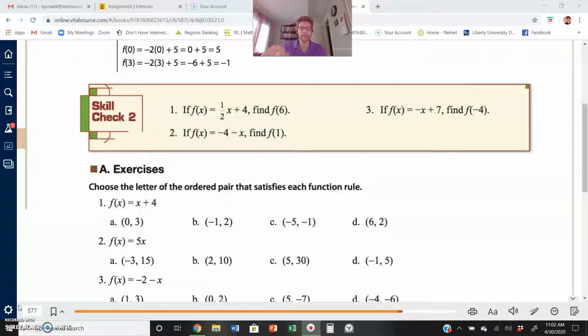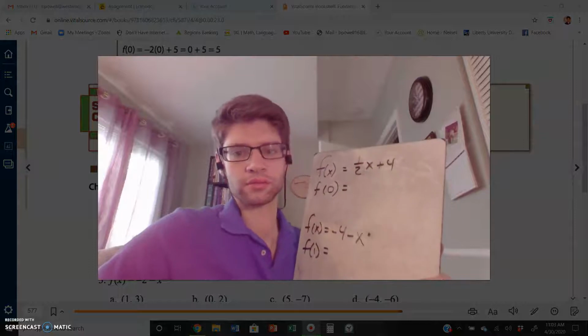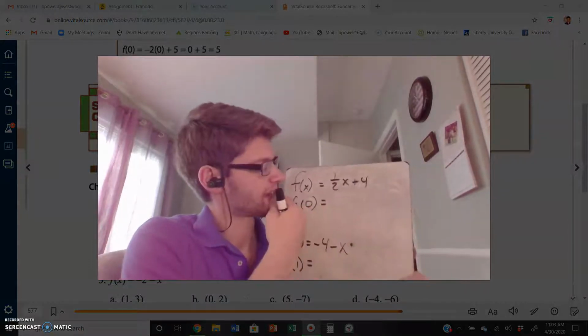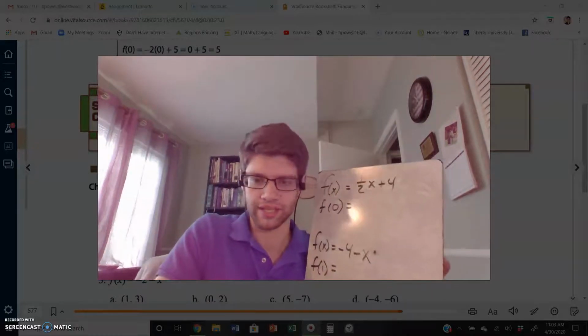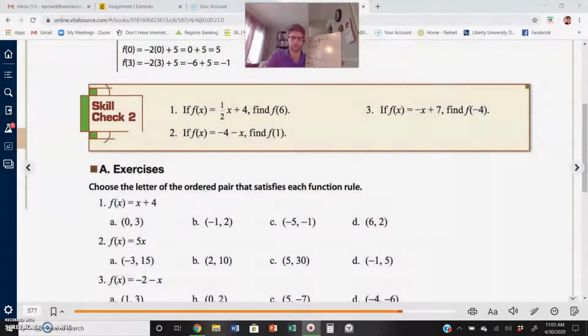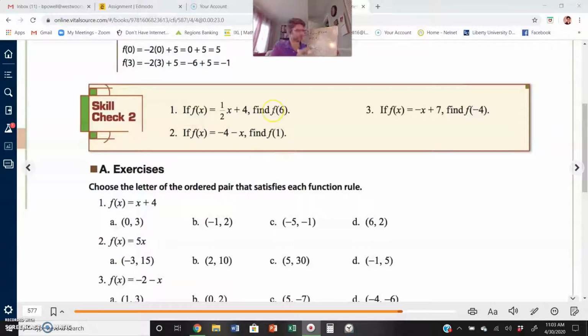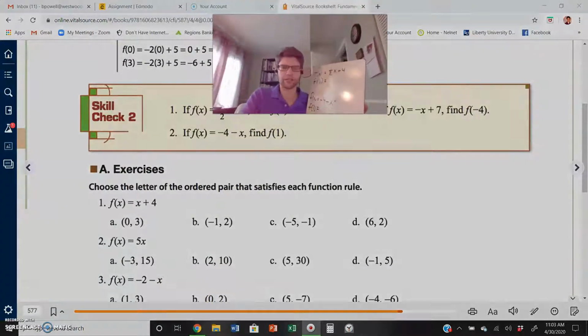for your homework. First problem says, if f of x is equal to 1/2 times x plus 4, find f of 6. So what I've done is I've written down number 1, and let's see if I can zoom in that way. You can get it here. It says find f of 6. Right? I think I just wrote it down wrong. Let's make sure. It says find f of 6. So I wrote it down wrong, yes. Okay, so let's find our answer.